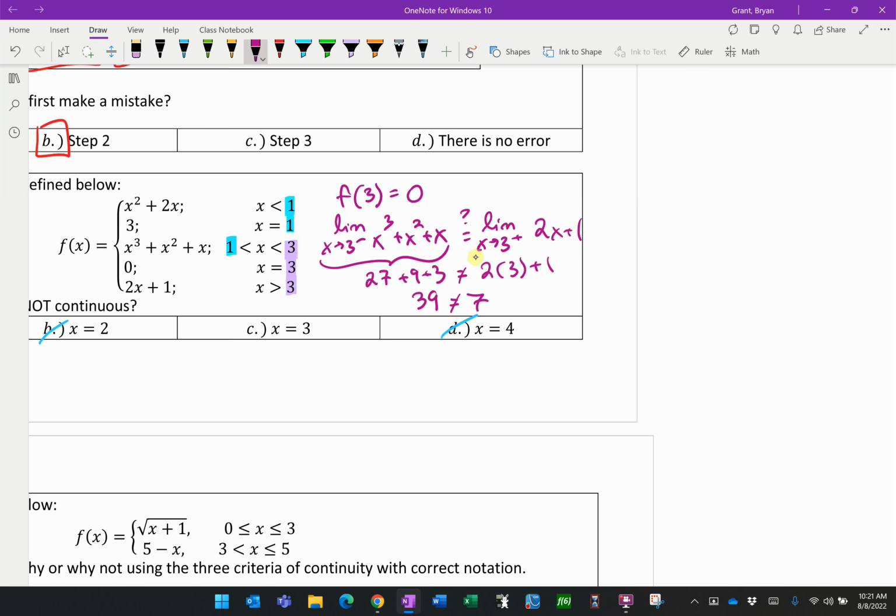39 is not equal to 7. I'm going to put the not equal to all the way back through. So this limit does not exist. So this is our second criteria. We'd say the limit as x approaches 3 of f of x does not exist. We explained why right up above. Got to be 3. Not continuous. There's a jump discontinuity here when the one-sided limits are 2 different values.